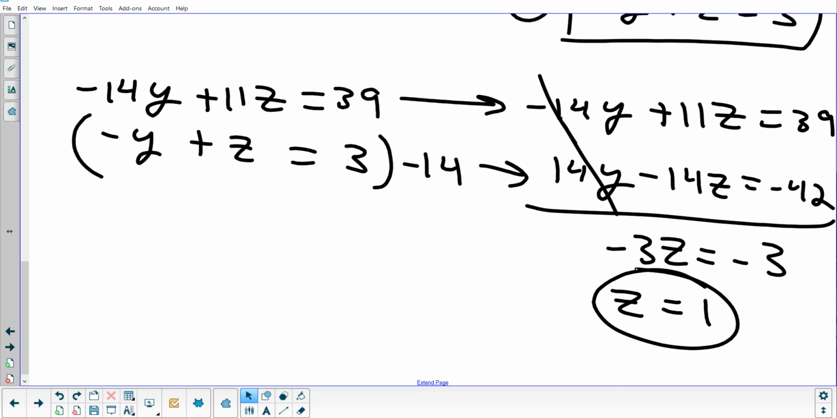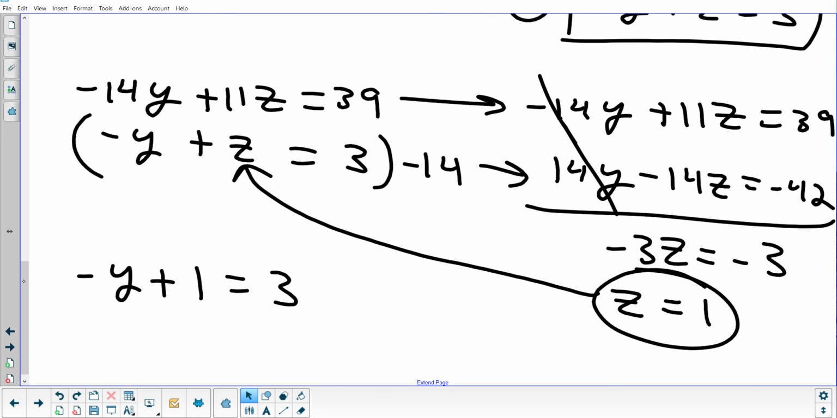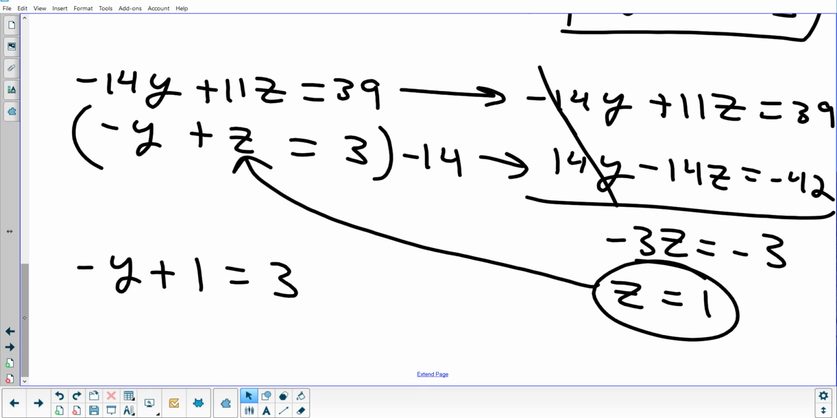Now, I think the easiest thing would be to plug that back in right here and get your second answer. So now the answers are going to come very quickly. Okay, very, very quick. -y plus 1 equals 3. -y equals 2. So then what's y? Yeah, -2. Perfect.